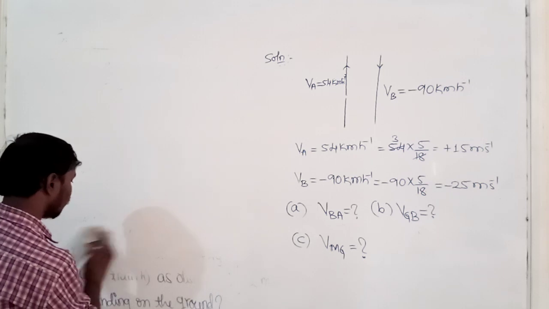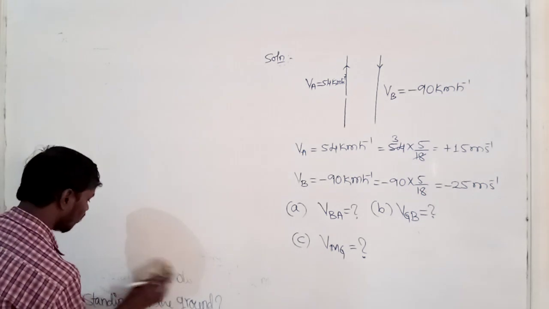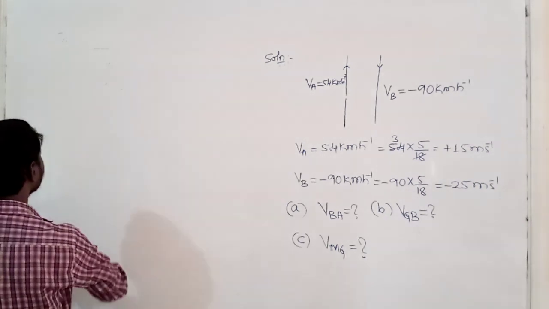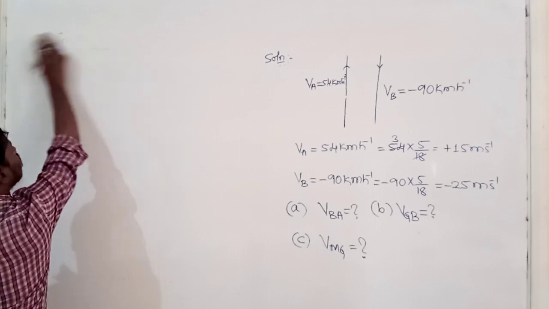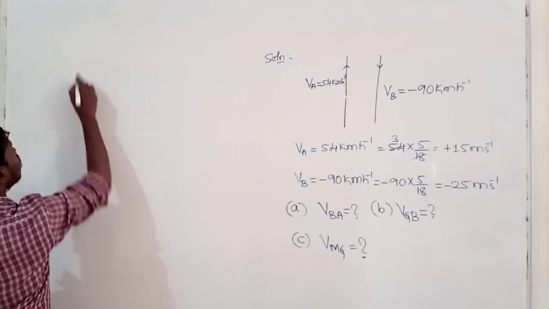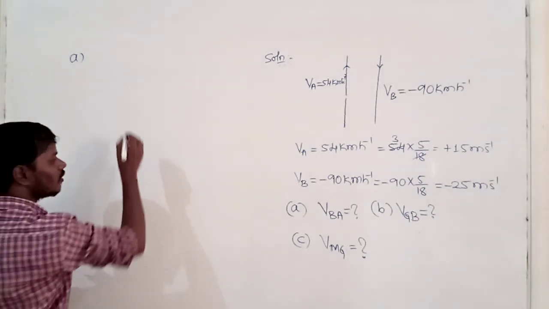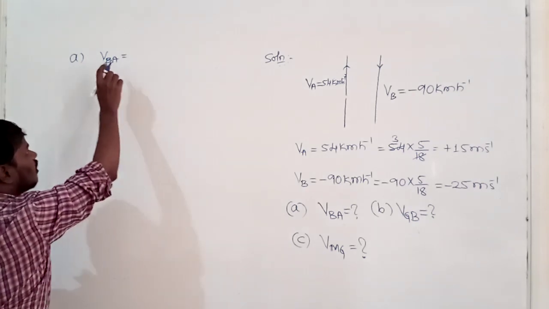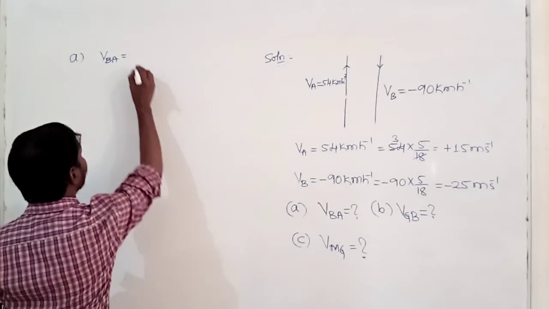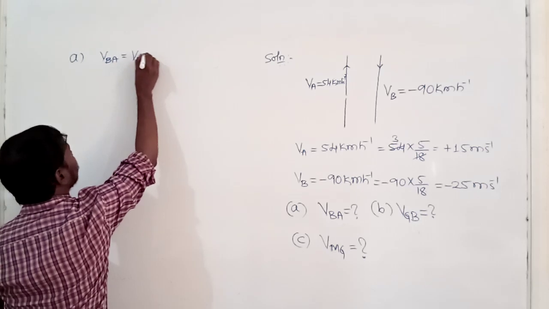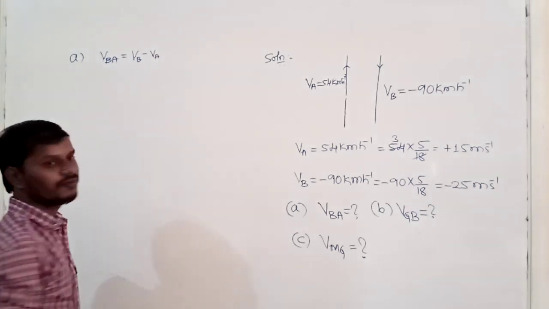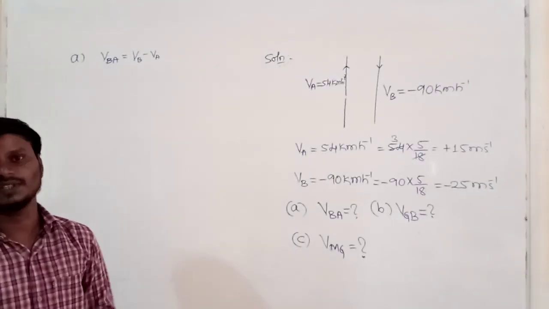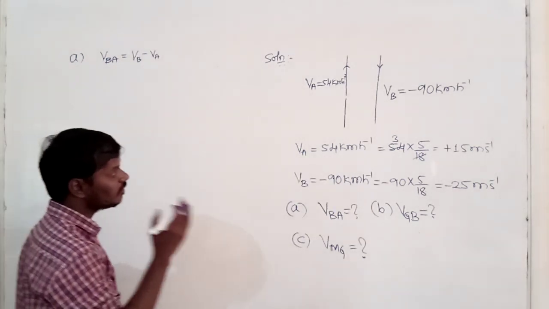So first we are going to find the velocity of the train B with respect to A. First one, that is A. That is VBA. So how to read this one? Velocity of the train B with respect to A. Then we can write VB minus VA. If it is the velocity of train A with respect to B, then we can write VA minus VB.